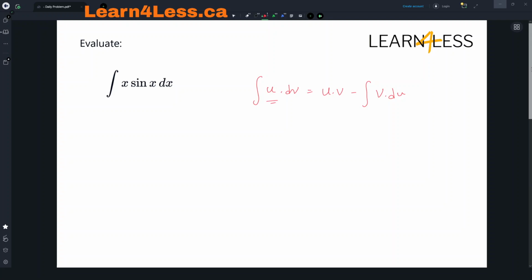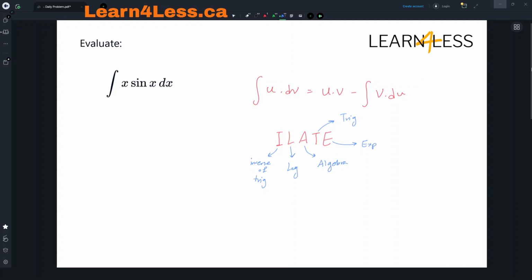To determine which part should be u and which part should be dv, we want to use the mnemonic for the order of functions in integration by parts, which is ILATE. The I stands for inverse trig functions. L stands for logarithmic functions. A stands for algebraic functions. T stands for trig functions. And E stands for exponential functions. So whichever comes first, that part would be the u.